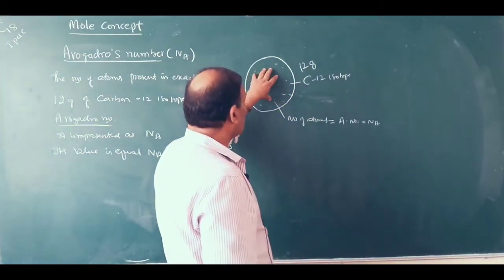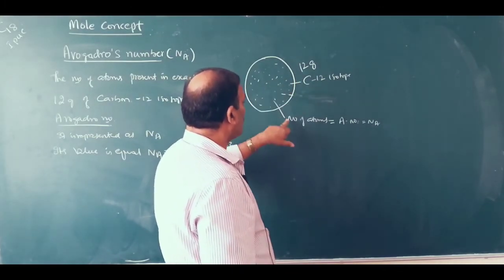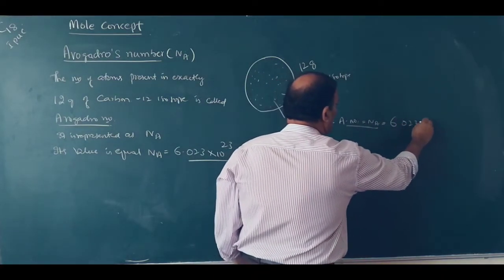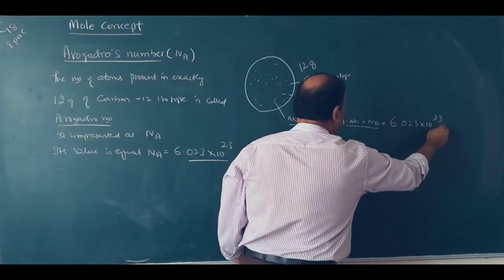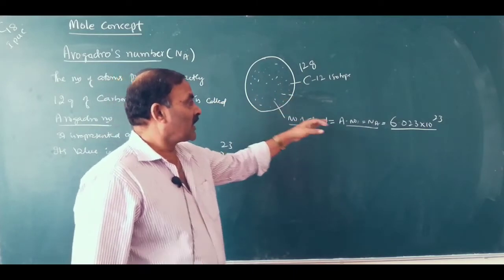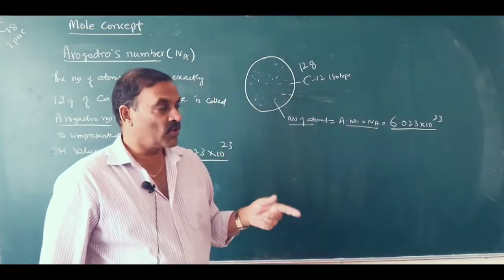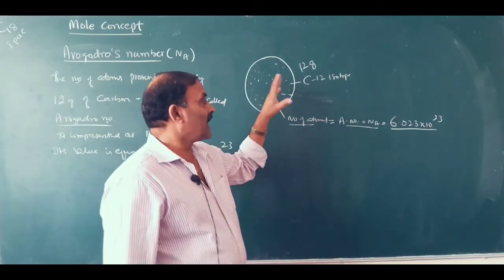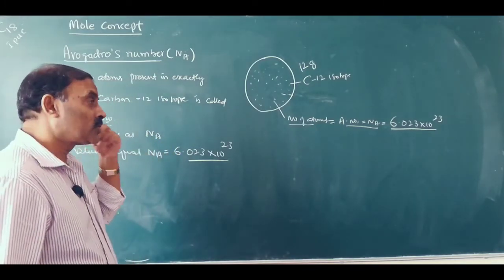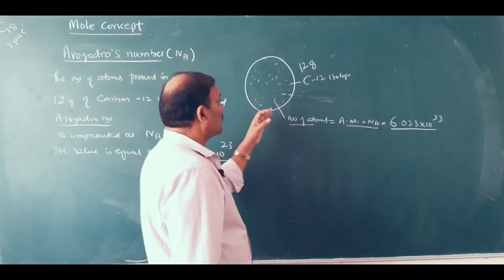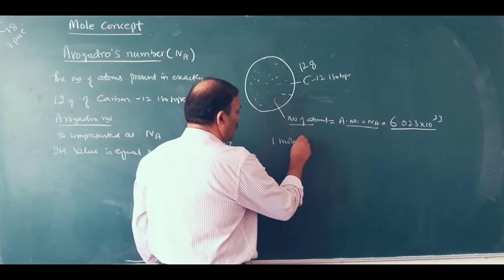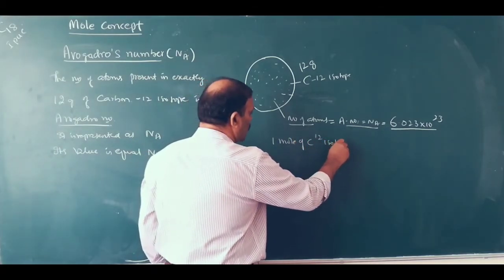The number of atoms present in exactly 12 gram of carbon 12 isotope is called Avogadro number, and its value is equal to 6.023 into 10 to the power of 23. So in this 12 gram of carbon 12 isotope, there are 6.023 into 10 to the power of 23 atoms of carbon, and that number is known as Avogadro number. Here 12 gram of carbon 12 isotope is also called as 1 mole of carbon 12 isotope.